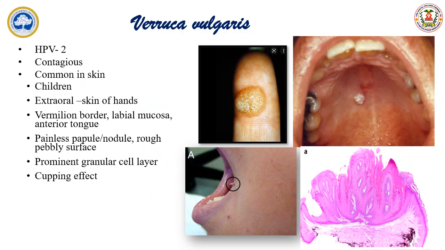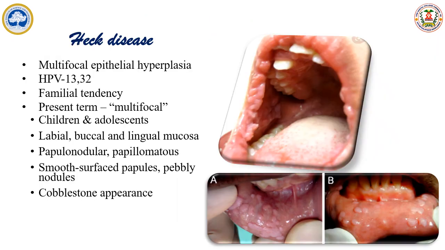Moving on to verruca vulgaris, it's caused by HPV 2 and it is contagious, common in children. So extraoral sites are your hands, and this can be transmitted to your oral cavity along the vermilion border, labial mucosa or anterior third of the tongue. Usually it is a painless papule or a nodule with a rough pebbly surface. The histopathology of your verruca vulgaris is almost similar to squamous papilloma except for the koilocytic effect.